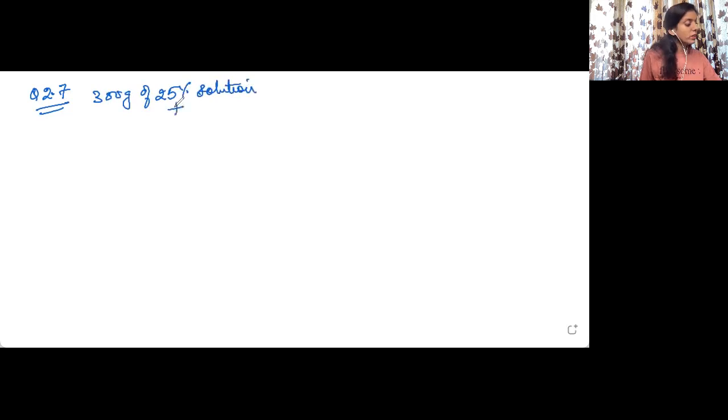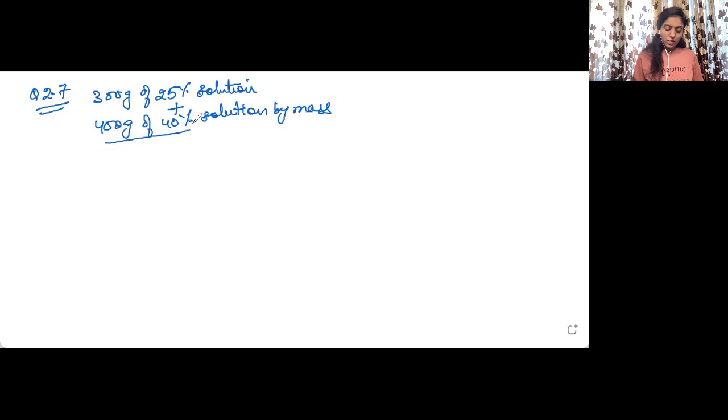And we are mixing it with 400 gram of 40% solution by mass. Now, what is the meaning of by mass? That is, if we take the total solution, it will be in grams. If we take the solute, it will be taken in grams. If we take the solvent, it will be taken in grams.